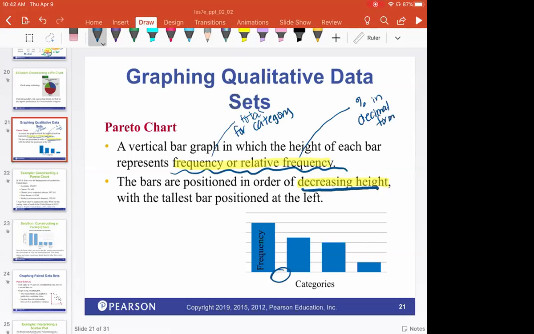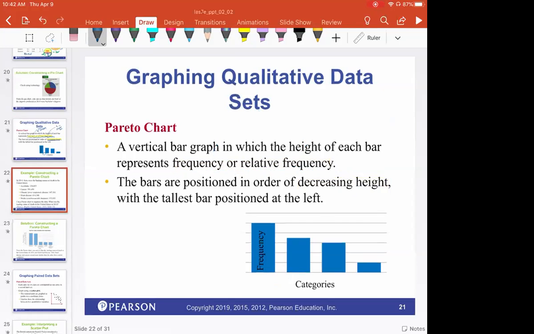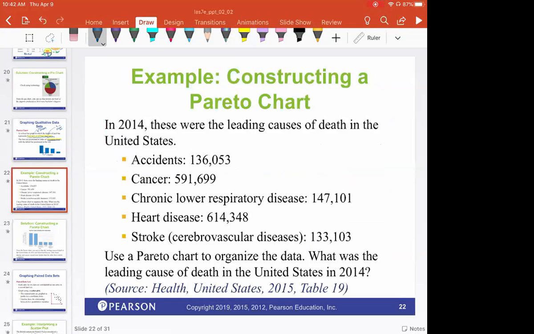All right, let's go ahead and take a look at our previous information and apply it to a Pareto chart. In 2014, these were the leading causes of death in the United States. There's accidents, cancer, chronic respiratory disease, heart disease, and stroke. And we see the value for each one. Use a Pareto chart to organize the data. What is the leading cause of death in 2014?